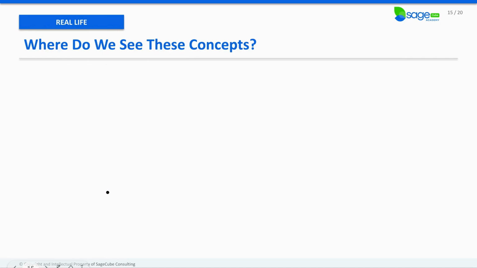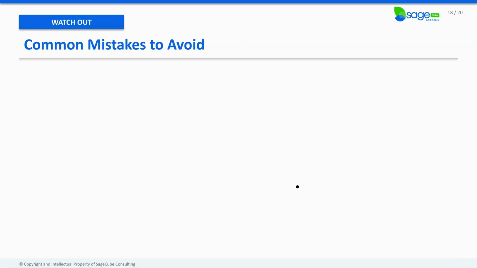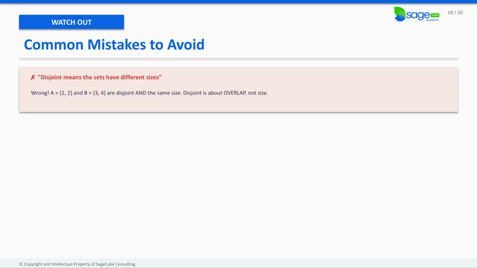All right. So let's see where these ideas show up outside the class. All right, so these are mistakes that are worth calling out. Okay, first, disjoint means different sizes. It is wrong. Disjoint is about the overlap, not the size. So if A equals 1, 2, and B equals 3, 4, they are the same size, but they are what? Disjoint, because they don't have any shared element. So disjoint is about overlap.